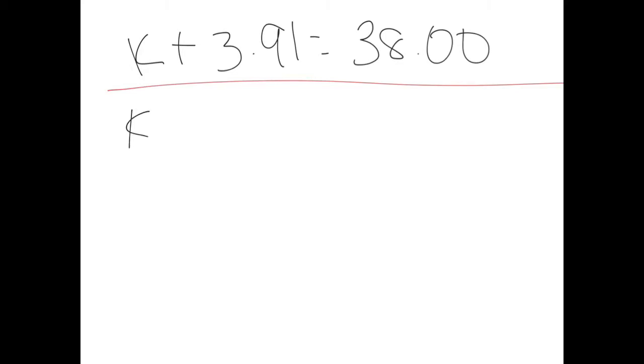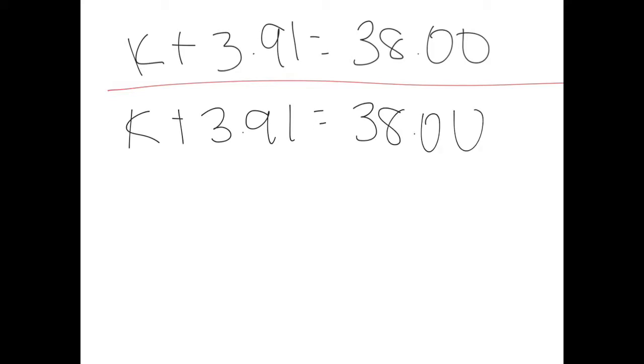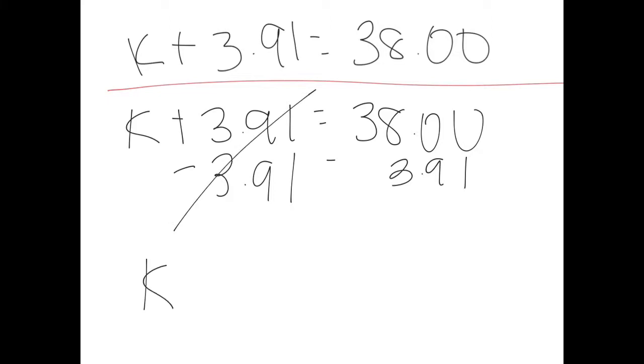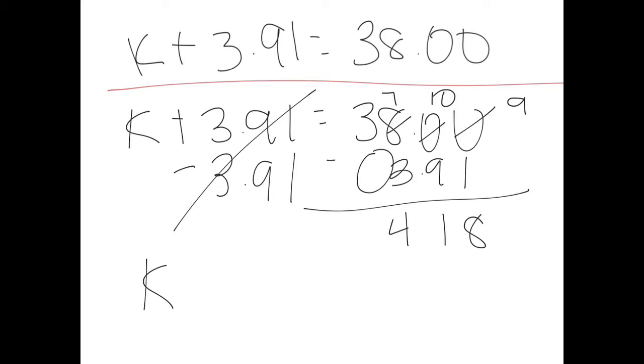First, you're going to rewrite your problem. You're going to subtract 3.91 to cancel it out. Then you do that to each side. Then this is going to cancel itself out, so you're left with K. Then you have to do this. You're going to subtract like normal, and you can't do 0 minus 1, so you're going to have to borrow from the next whole number. So 9 minus 1 is 8. 10 minus 9 is 1. 7 minus 3 is 4. And then don't forget to add your placeholder, which is a 0. And then 3 minus 0 is 3.